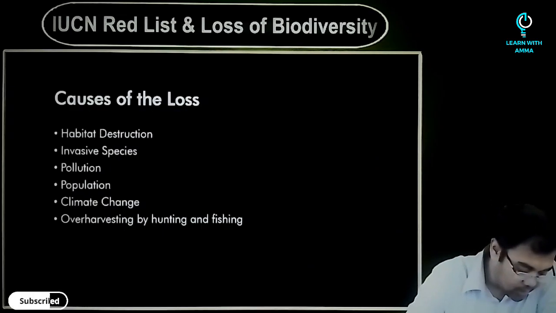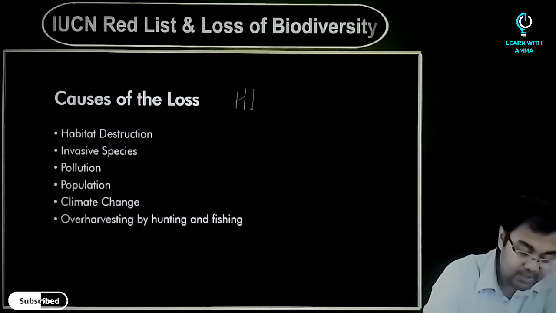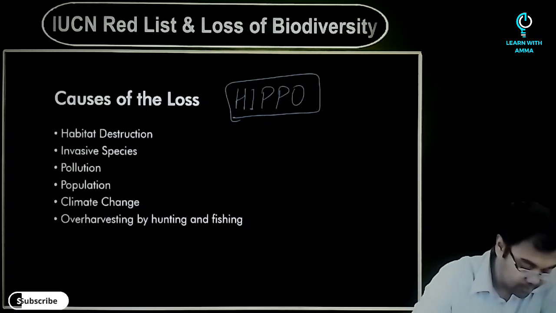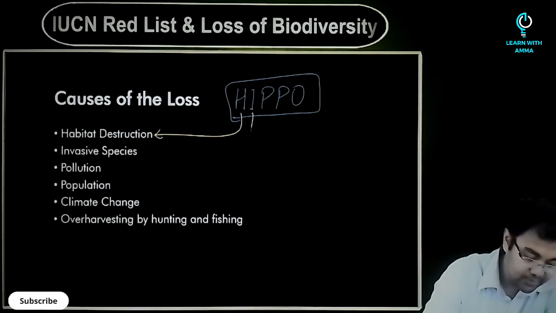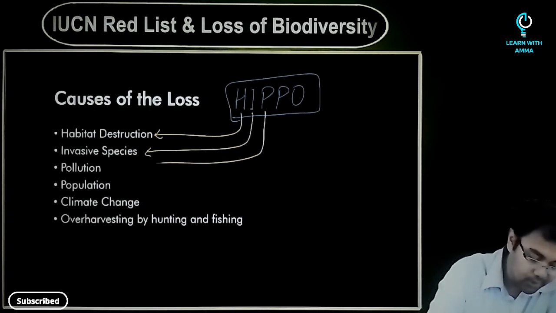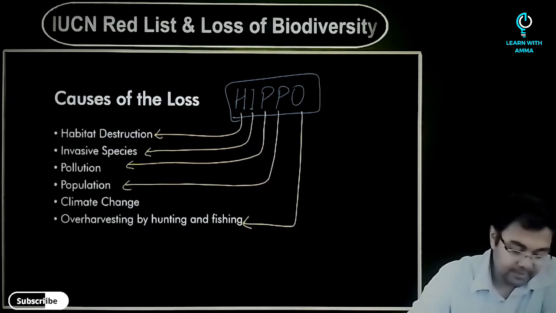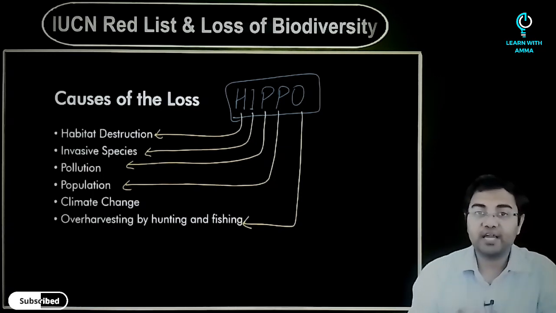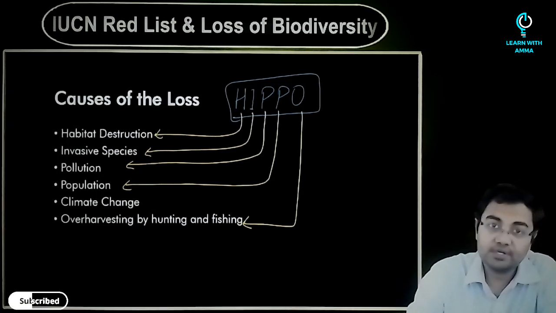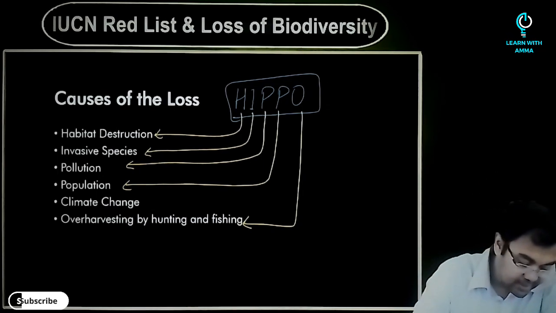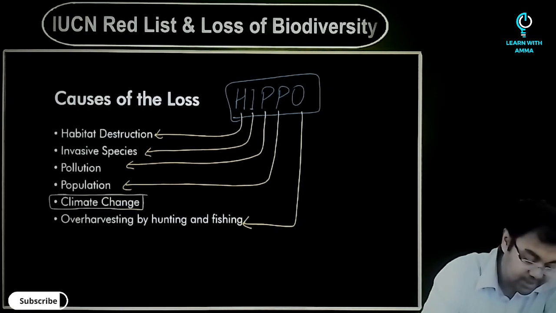So first of all, when we talk about the loss, there is one acronym that you should remember. This is HIPPO. This used to be a very famous acronym for causes of the loss. H stands for habitat destruction, I stands for invasive species, P for pollution, P for population, and O for overharvesting by hunting and fishing. So these were the 5 initial aspects of loss of biodiversity that we knew of. These were the causes that initially were thought of, but then there was a big addition that was done to this list, and this was climate change.